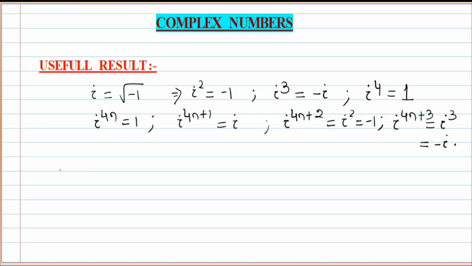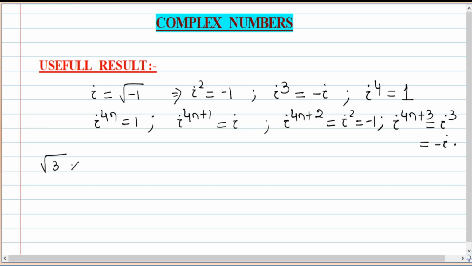Okay, now we'll take some examples to get a conclusion. Suppose you write root 3 into root 5. What about this? You can write root over 3 into 5, that is nothing but root 15. Do you follow or not? You have learned this at school level: root 3 into root 5 is equal to root of 3 into 5, that is root 15.